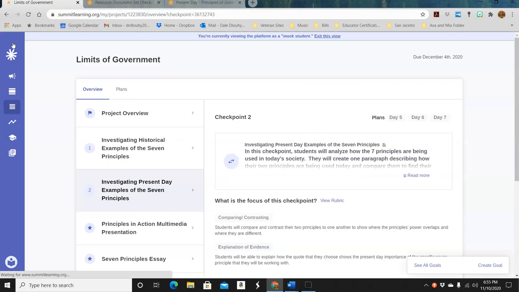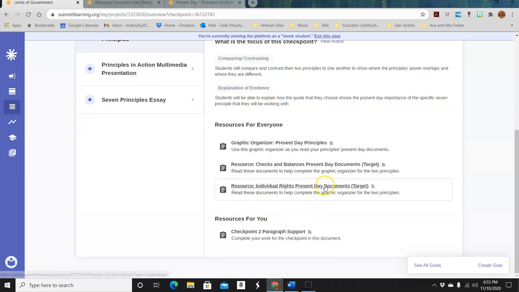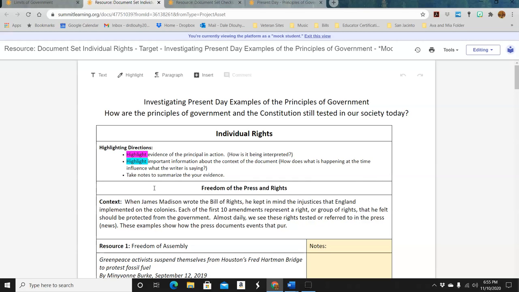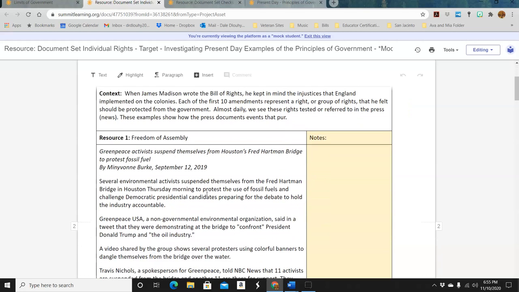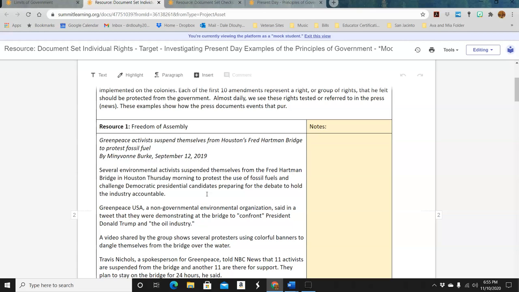All right, so let's find our document set. Individual rights. So you're going to pick one of these. All right, so resource 1 is freedom of assembly. In fact, this happened here in Houston, the Fred Hartman Bridge. It's how you get to Baytown.